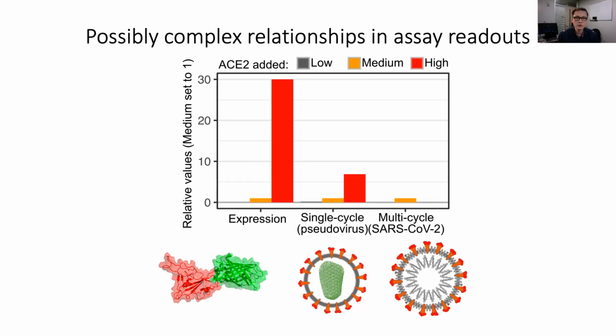And while this is still just a preliminary observation, my guess is that while high ACE2 likely helps the virus get in all these assay setups, it may be disrupting how the virus gets out and spreads to other cells. And that's something we would only see in the multi-cycle spreading assay with the live virus. Again, unless you really know the system well, you may be in for some surprises.